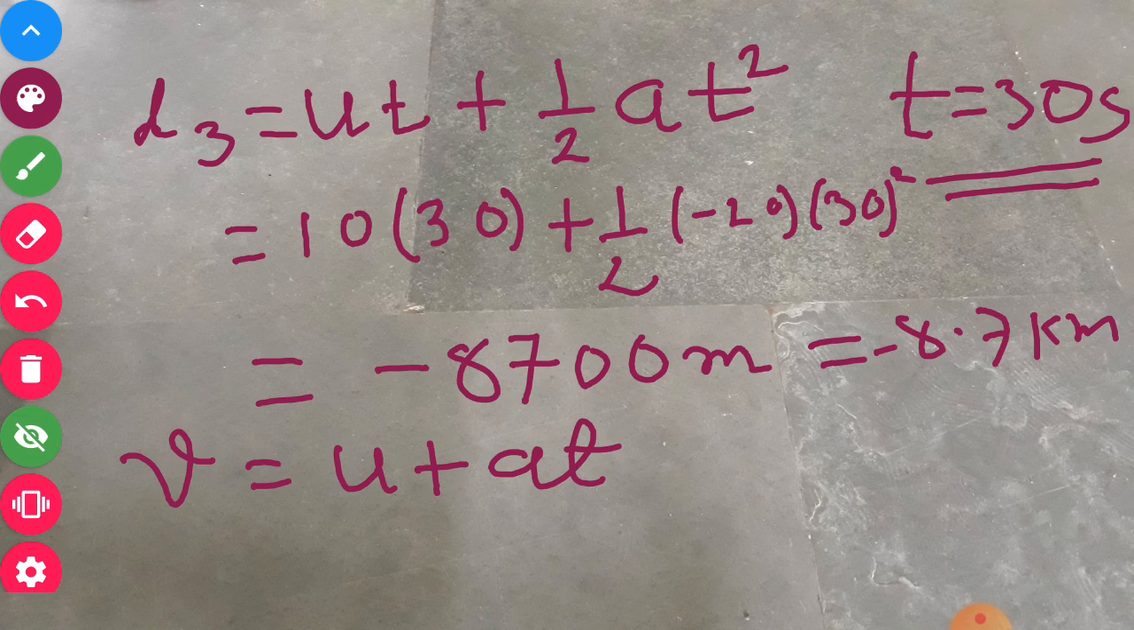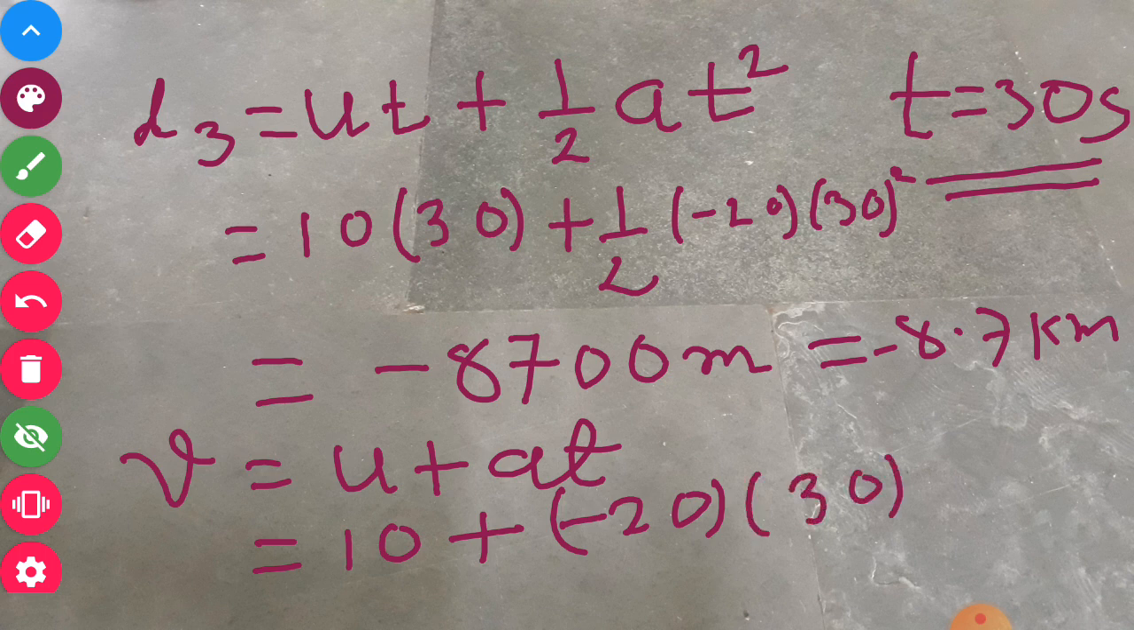What is the velocity at 30 seconds? Now u is given to us, that is 10, plus acceleration is minus 20, and time is 30 seconds, because we want the velocity after 30 seconds. That can be found to be minus 590 meter per second. So its velocity at 30 seconds is found to be minus 590 meter per second.